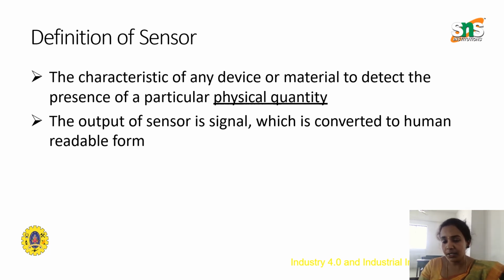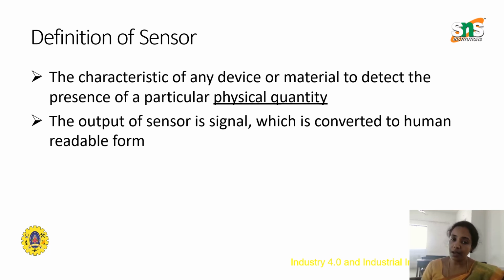In Industrial Internet of Things, we will be learning about the sensors and the transducers. The definition for sensor would be the characteristic of any device or material which detects the presence of a particular physical quantity. Say, for example, it can be fire detection, temperature detection, soil moisture detection, smoke detection, any kind of change in the environment is nothing but the physical quantity which will be sensed by the sensor.